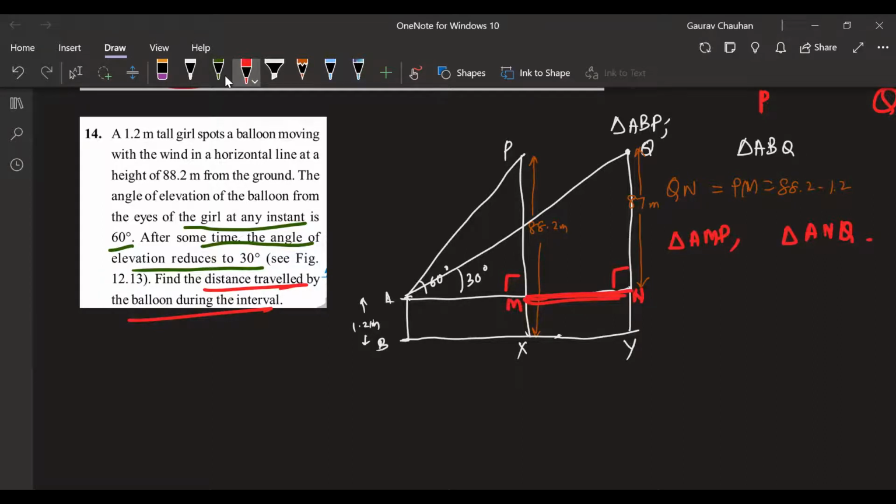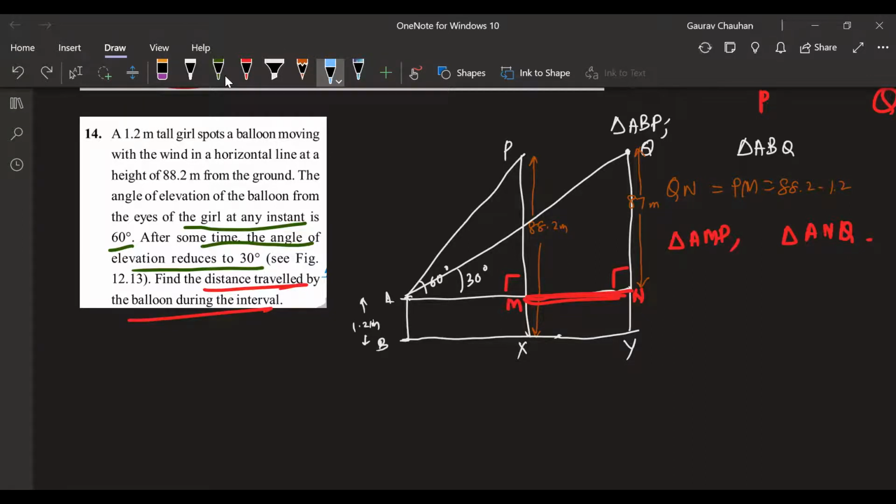Tulsi, can you tell how will you find MN? Sir, AN minus AM can find MN, sir. Okay. Will you be able to find AN and AM? Yes, sir. Okay. Your doubt is clear? Where were you stuck, Tulsi? Which part was troubling? Sir, here only, sir.